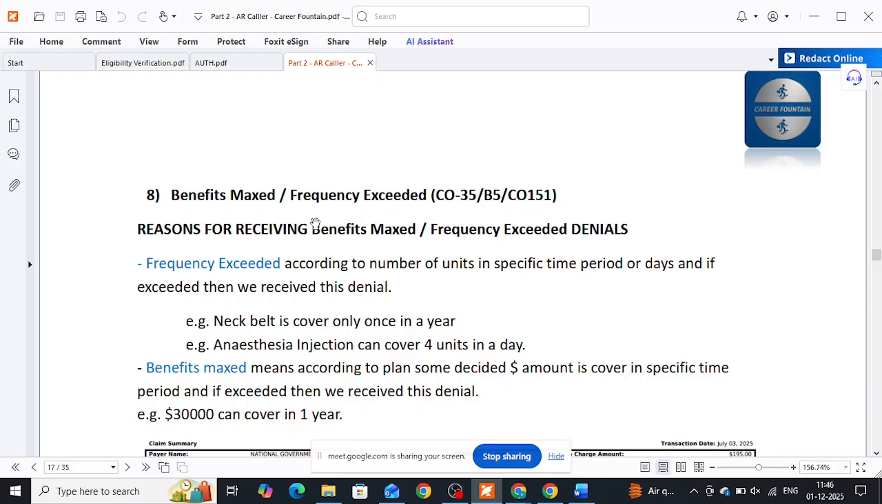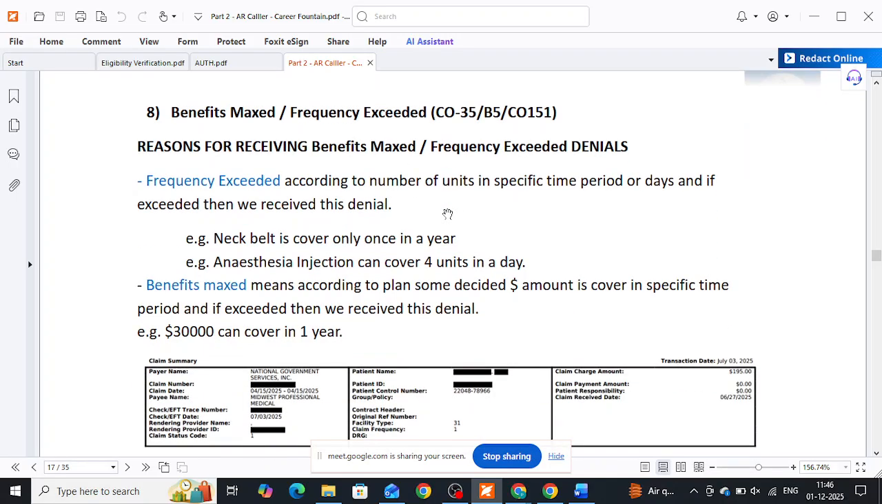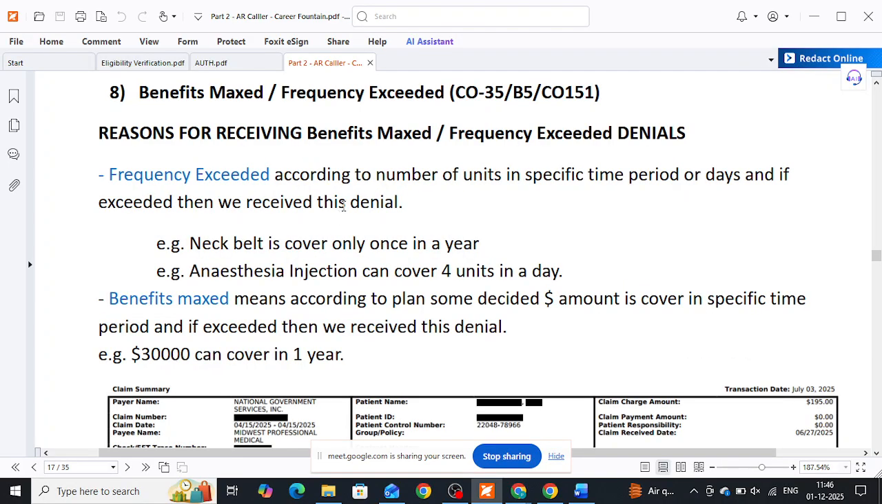Okay, so in any denial, first of all we have to call and ask them. If they are talking about frequency, then we have to ask them, according to the patient's plan, how many units they are covering and in what period. For example, a neck belt. Every insurance knows that the durability of a neck belt is at least one year. Nothing can happen to it, right?